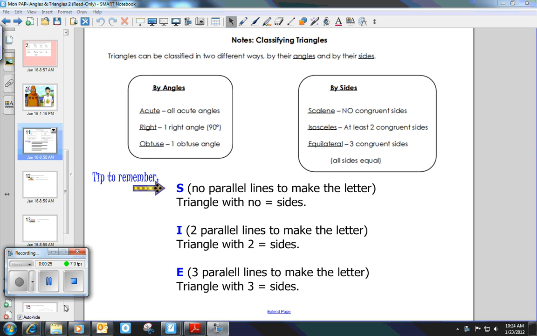And then by sides, we would classify as scalene. Scalene has no equal sides. Okay, they're all different lengths. Isosceles has at least two congruent sides, so two sides are the same length, and then equilateral, all three sides are the same length. All right.